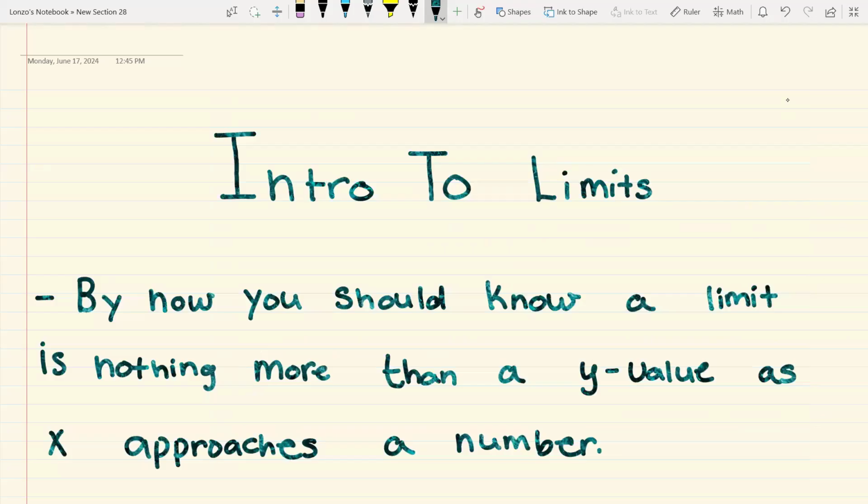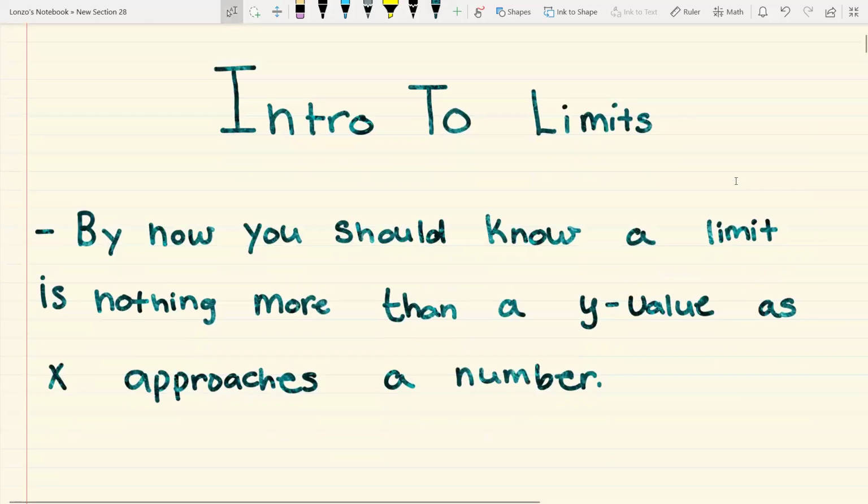Hello. In this video, I will briefly go over some common techniques for finding the limit. I will introduce one-sided limits, limits at infinity, the conjugate method, and L'Hopital's rule. So we're just going to go over some common techniques.